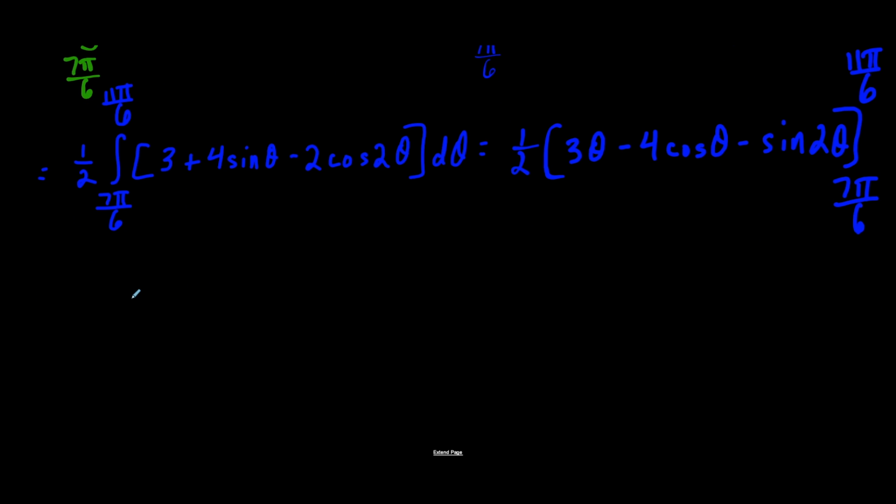To close this out, all we have to do is substitute. So we've got 1/2, and we'll throw a bracket on. We've got 3 times 11 pi over 6, which is 33 pi over 6.